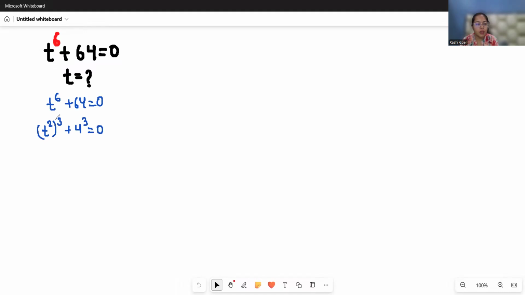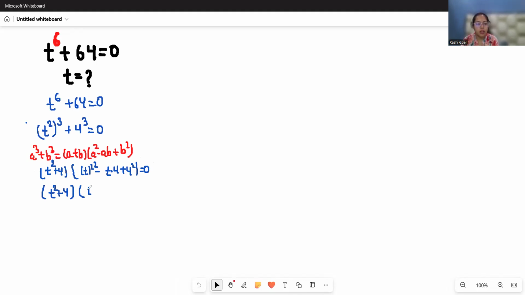Now as per the very famous identity, a^3 + b^3 = (a + b)(a^2 - ab + b^2). So let's apply this identity. We can write this as (t^2 + 4) times ((t^2)^2 - t^2 times 4 + 4^2) equals 0. So it becomes (t^2 + 4)(t^4 - 4t^2 + 16), where 4 squared is 16, equals 0.